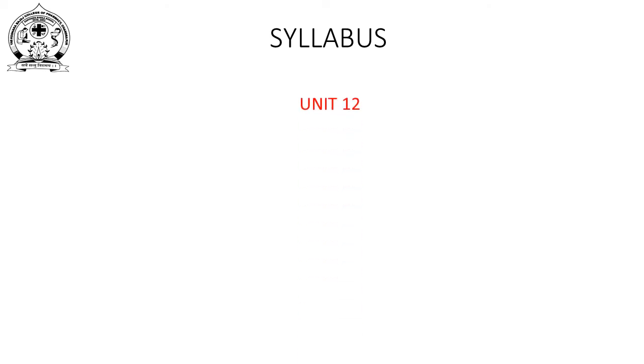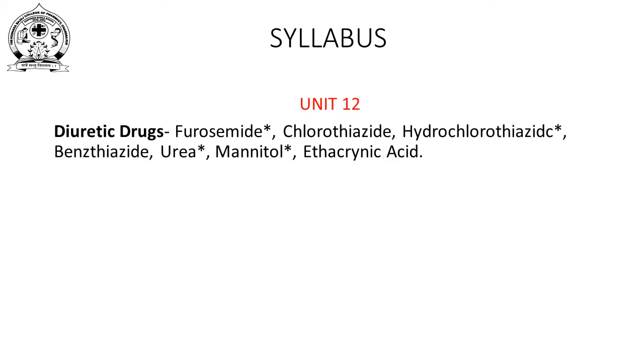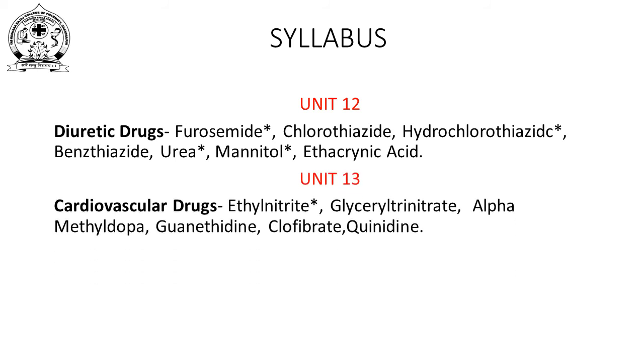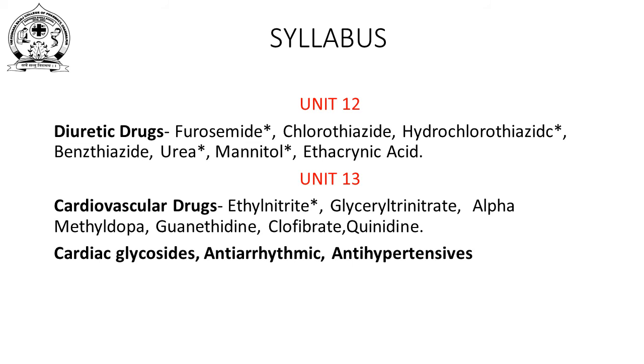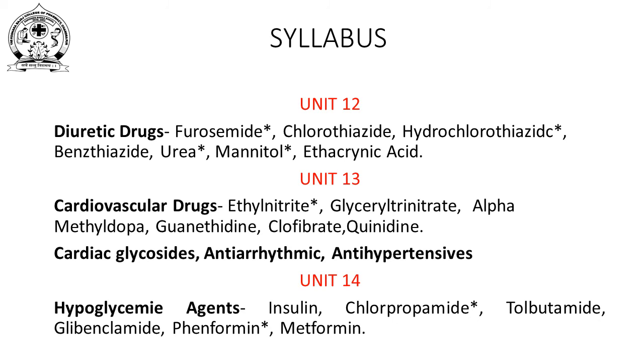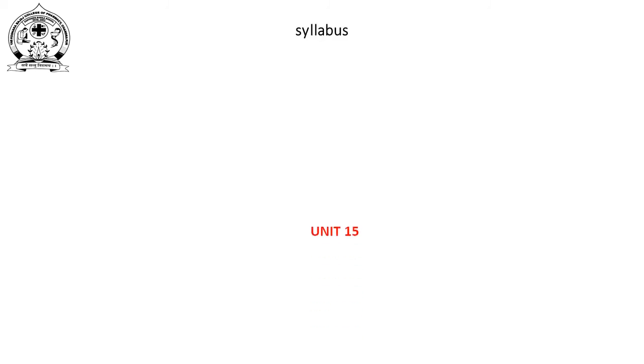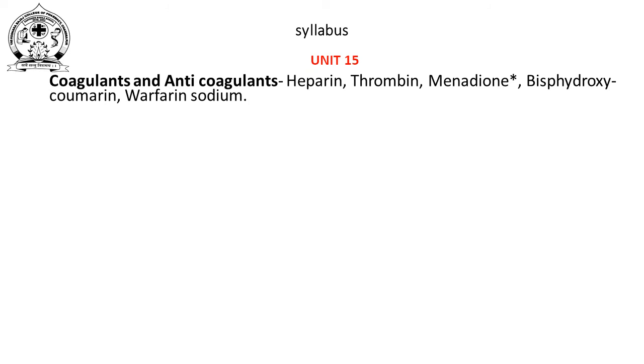Next, coming to unit 12, it is diuretic drugs. Unit 13, cardiovascular drugs, the CVS acting drugs. In this we have cardiac glycosides, antiarrhythmic drugs and antihypertensive drugs. So these are different topics. Next, unit number 14, hypoglycemic agents. Unit 15 is coagulants and anticoagulant drugs.